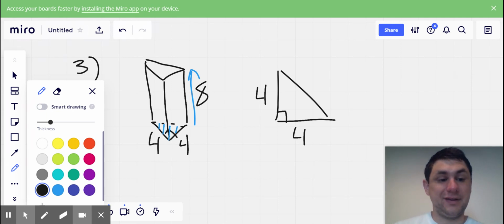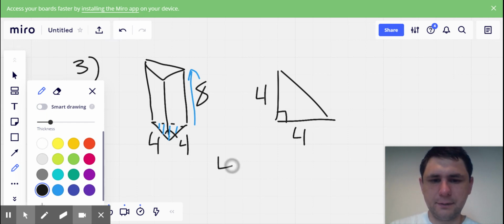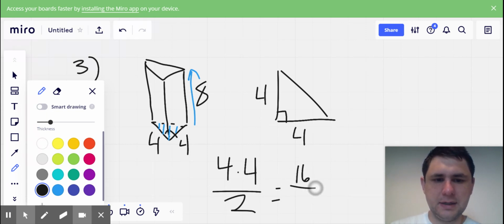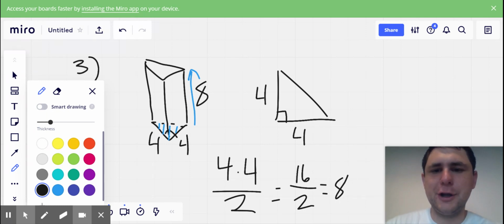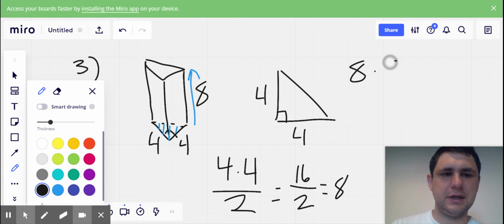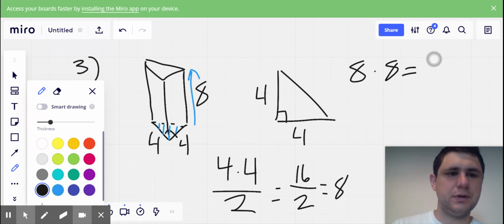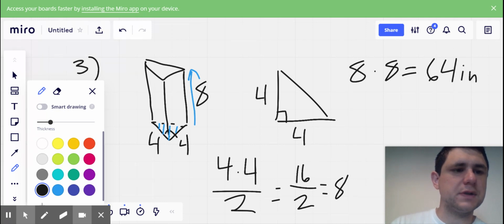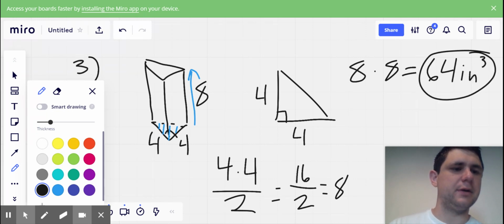You guys remember how to find the area of the triangle: base times height divided by 2. So we're going to say 4 times 4 divided by 2, which is 16 divided by 2, which is 8. So 8 is the area of our triangle. Then we're going to multiply it by how far it's stretched, which is 8. So 8 times 8 is equal to 64 cubic inches. That would be your answer for number 3.